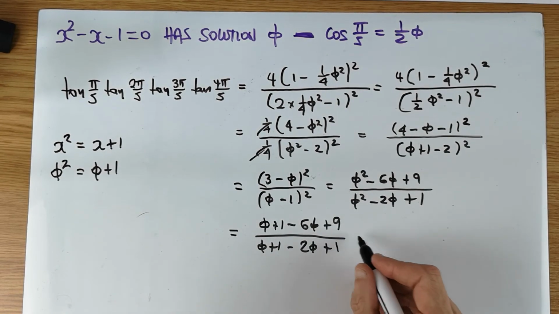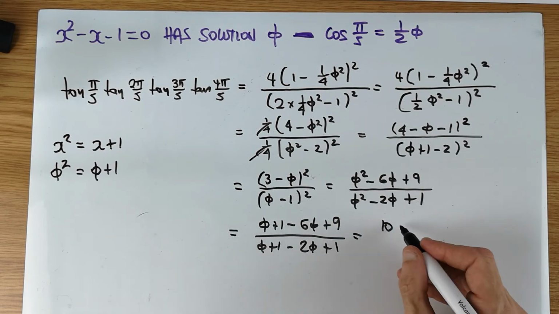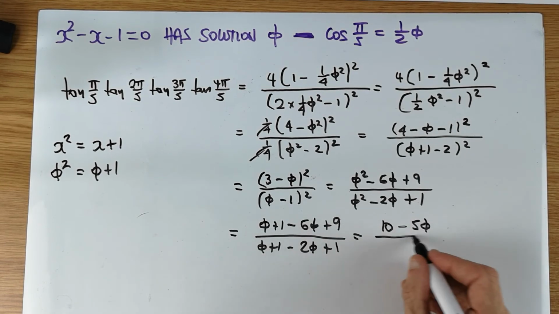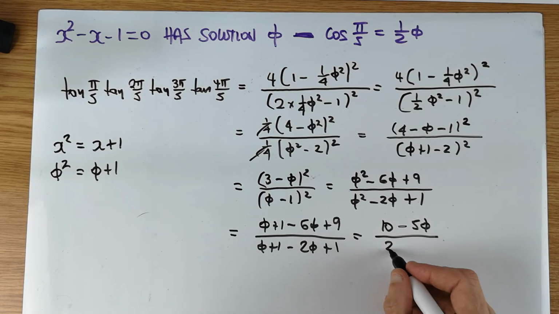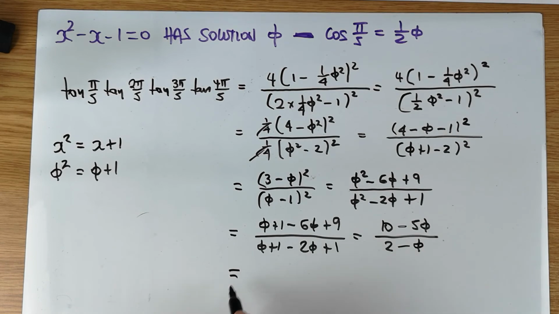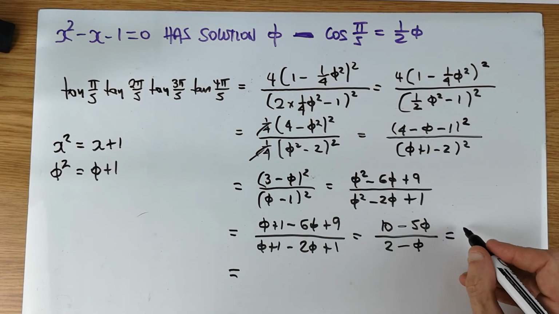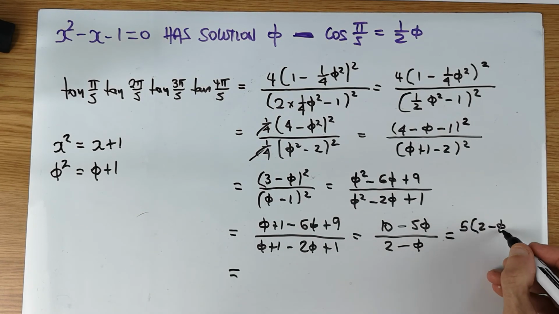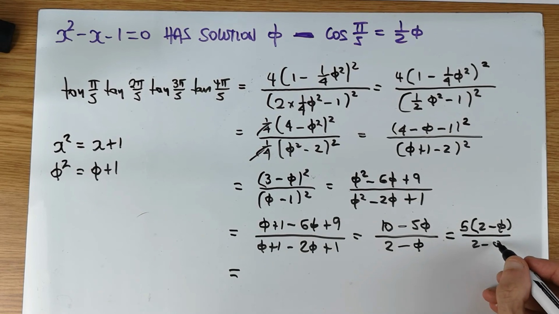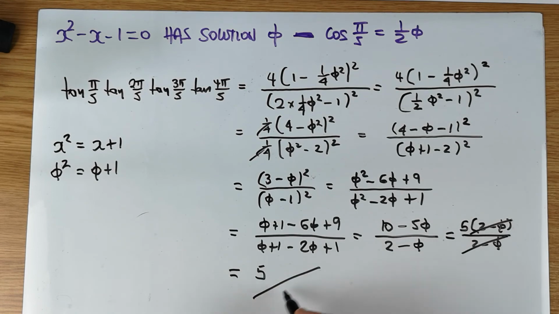Tidy, 10 minus 5 phi, on the denominator we have 2 minus phi, and I think we're done. I have enough room to do it here. Factorize on the top a 5, that will leave us 2 minus phi over 2 minus phi, boom, boom, 5, as the question requires.